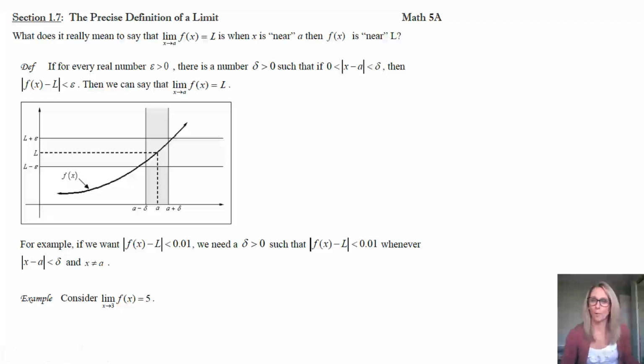This is section 1.7, the precise definition of a limit. And I will do a slight disclaimer about this section, which is just that it is probably one of the highest level sections that we talk about in all of Calculus 1, and yet it sits in chapter 1. So understand that it might take some time to get it, and that's totally reasonable and understandable.